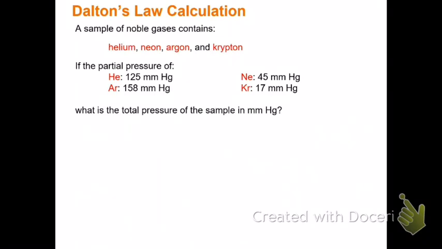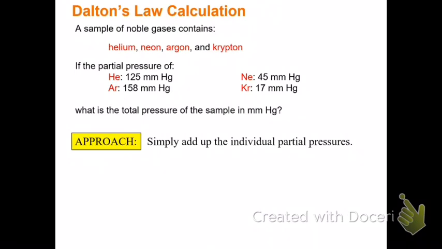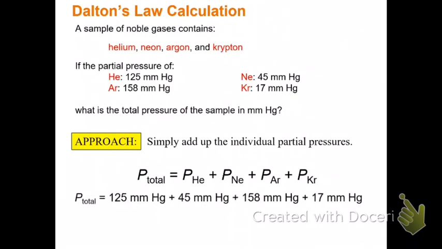Well, all you have to do is add them all up. Simply add up all the individual partial pressures using this equation. The partial pressure of helium plus that of neon, argon, and krypton gives us the total pressure, and that would give us 345 millimeters of mercury. So this is a simple type of Dalton's law problem. Let's look at a more challenging one in the next slide.